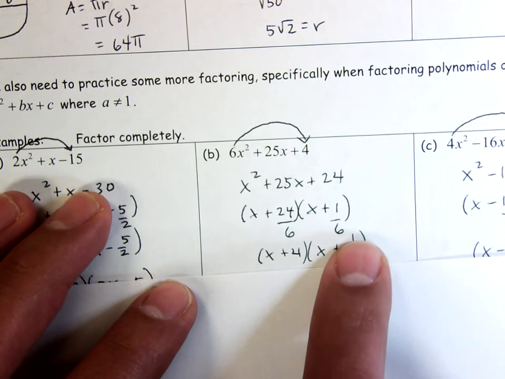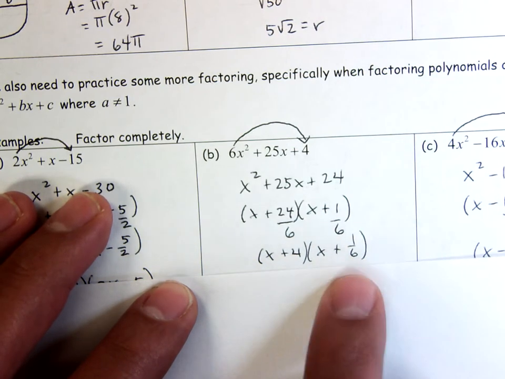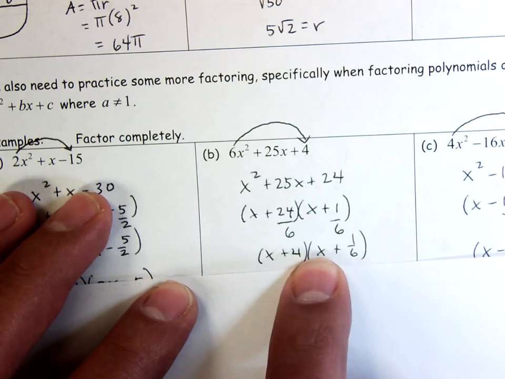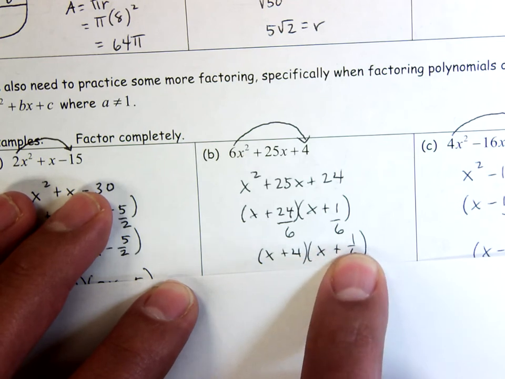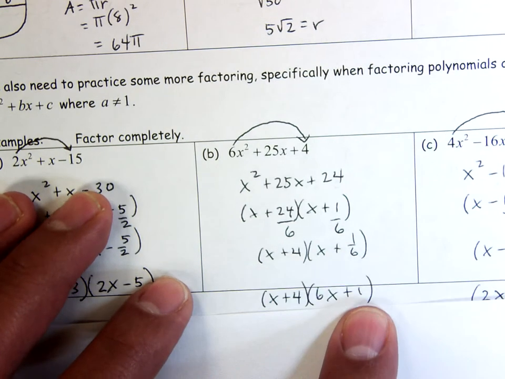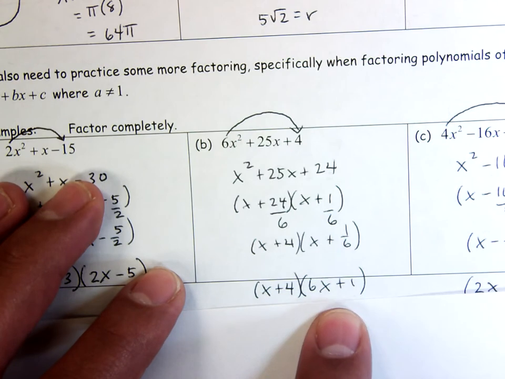And now I have 1 divided by 6. Again, whenever I have a number on the bottom, I take this number, I multiply it by the x, and then I just bring down whatever was on top. So it's 6 times x, 6x, and I just bring down that 1 on top. So it's x plus 4, 6x plus 1.